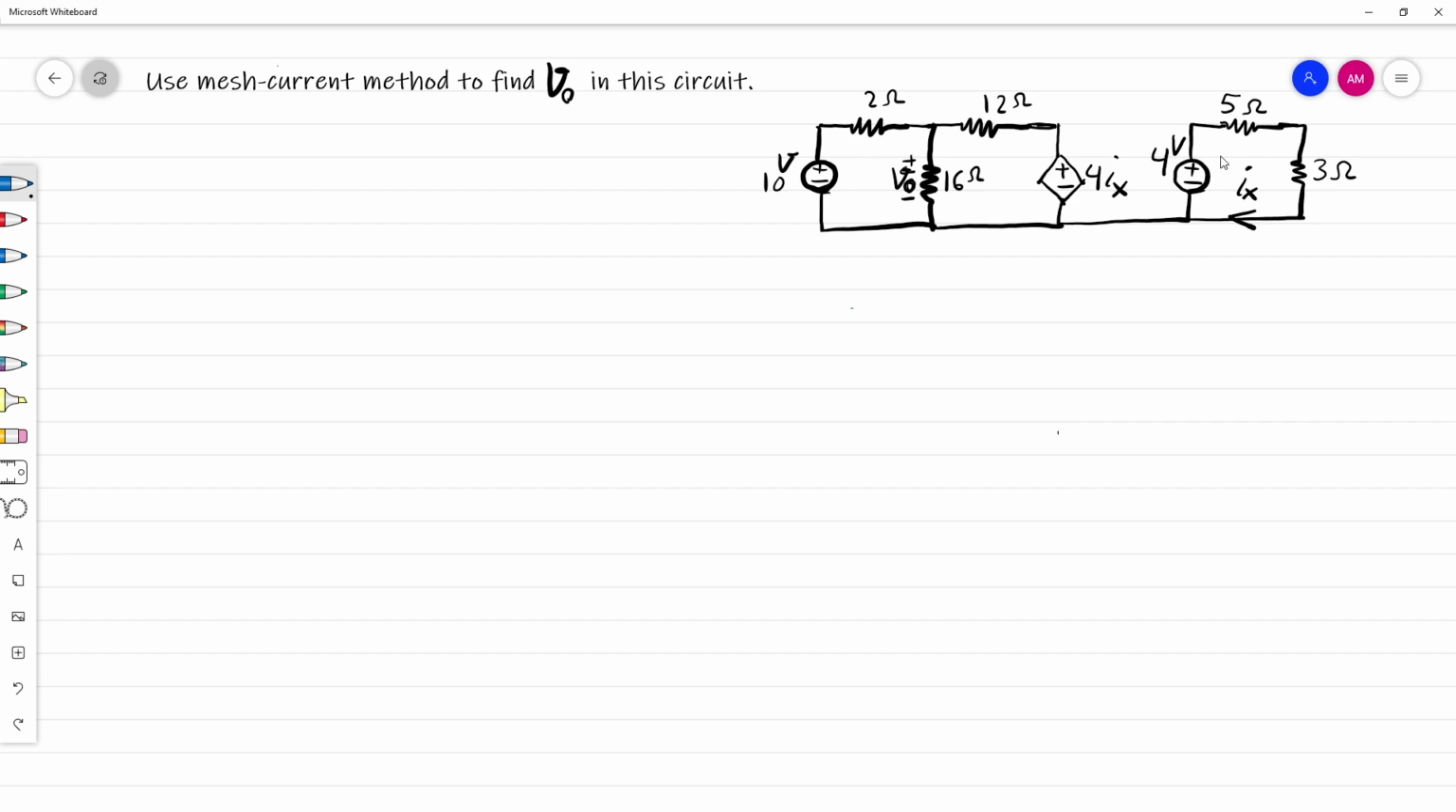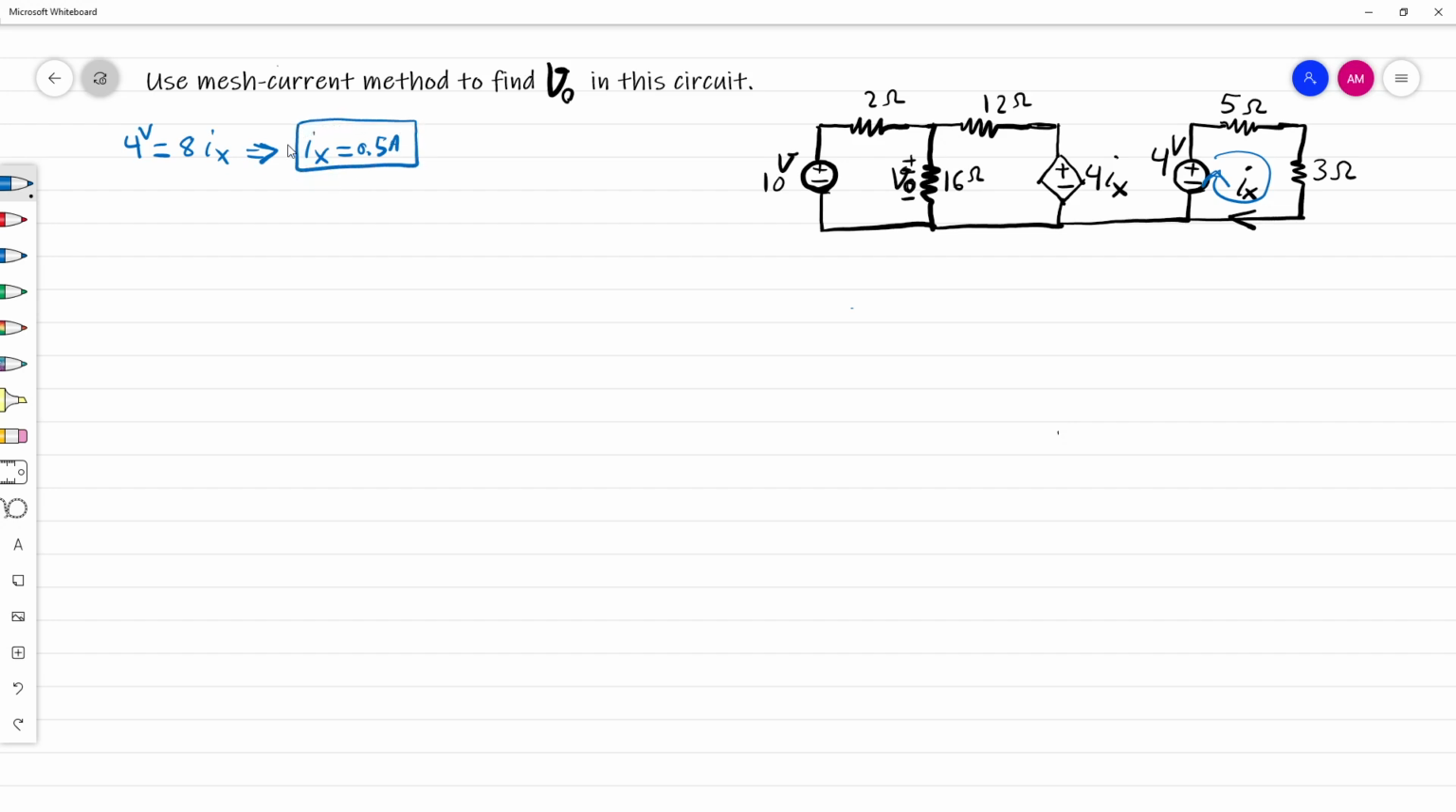We can just write down one simple KVL here to figure out Ix. To do that, we see the 4-volt voltage source is equal to the current that is flowing through the two series resistors, 5 ohm and 3 ohm. So it would be 8 ohm total, so 8 times Ix. And from here, we conclude that Ix is just 0.5 amp.